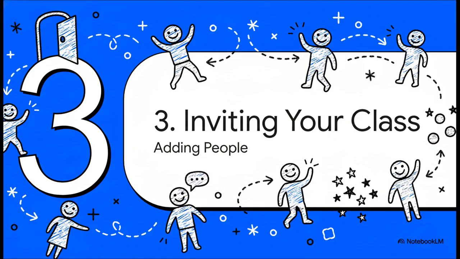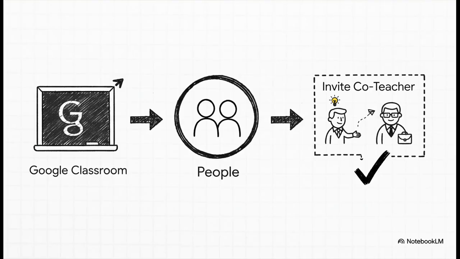Okay, our classroom is built, it's named correctly. Now it's time to actually open the doors and invite people in. This next phase is all about getting your colleagues and your students into this new digital space you've created. Now listen up, because this is super important. Before you add a single student, there's one mandatory step you have to take. You must add your head of department as a co-teacher. Just head over to the People tab, click Invite Teachers, and pop in their email. It's a really critical step for support and oversight.